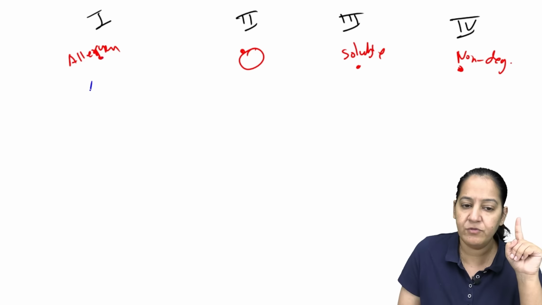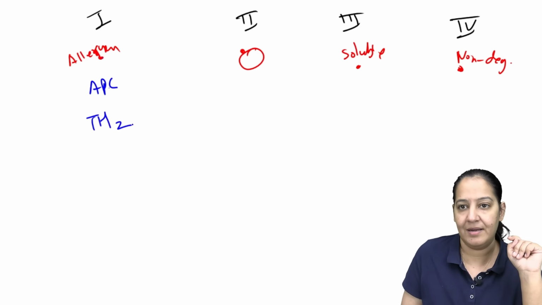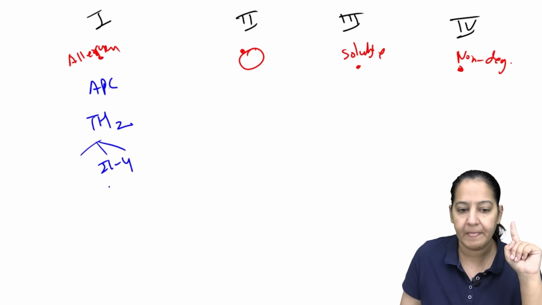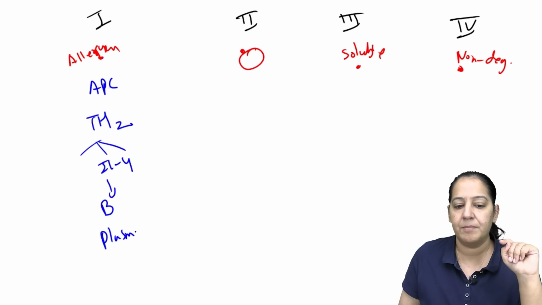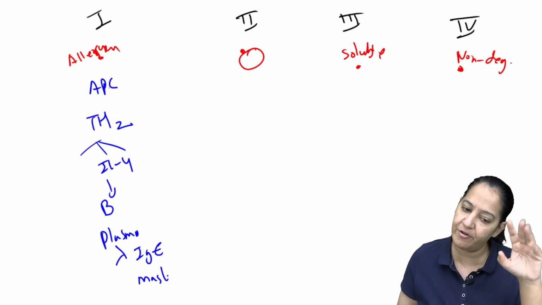Here the antigen goes to APC in type 1. APC will go to helper Th2 cell. It will secrete multiple cytokines. The most important is interleukin 4. Interleukin 4 goes to the B lymphocyte. B lymphocyte converts into plasma cell. Plasma cell forms IgE antibody. It will go on the surface of the mast cell and remain there only.